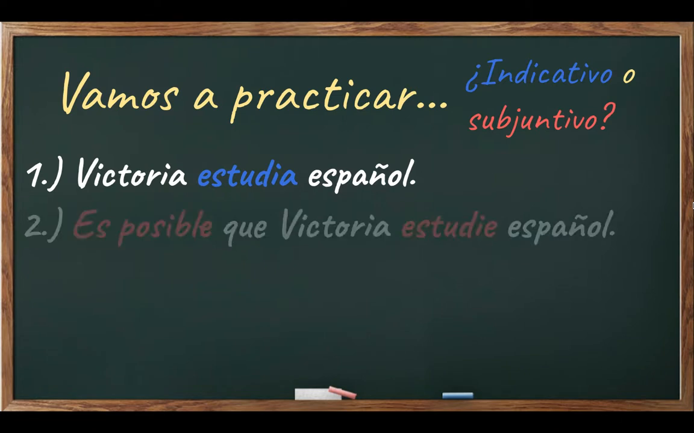Estudia español. The second one, however, is using the subjunctive. Es posible que Victoria estudie español. Here, there's a little bit more uncertainty. You can tell from es posible, right? So they're doubtful, they're not sure, but they're saying it's possible. Es posible que Victoria estudie español.